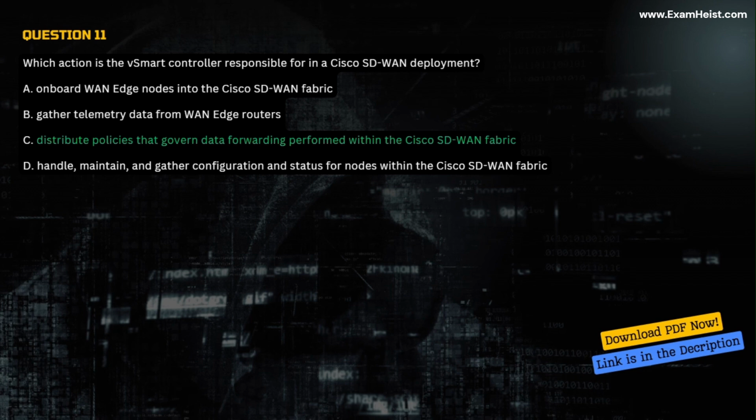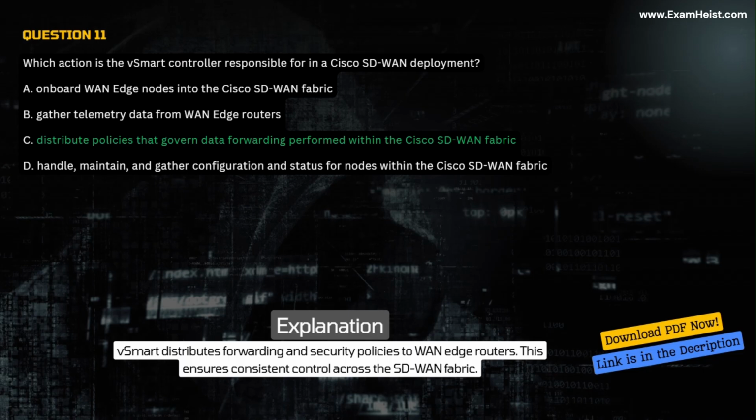Correct answer, C. Distribute policies that govern data forwarding performed within the Cisco SD-WAN fabric. Explanation. vSmart distributes forwarding and security policies to WAN edge routers. This ensures consistent control across the SD-WAN fabric.